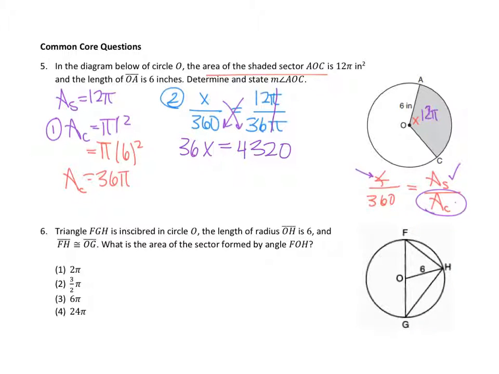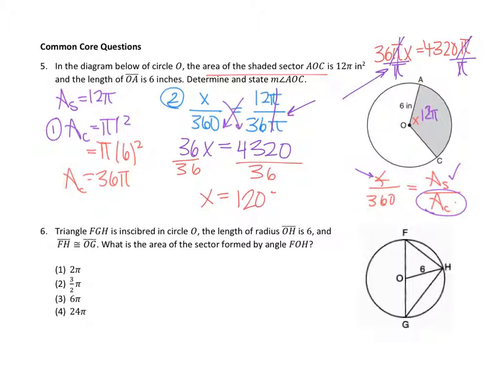Now, if you had forgotten that pi's cancel, you would have 36 pi x equals 4320 pi. If you see anything on both sides of the equal sign, they cancel. They're gone. Because you would technically be dividing by pi on both sides, dividing by itself again cancels. So whether you do it here in the first step or here after you cross multiply, it doesn't matter. You'll get the same answer either way. So now we're dividing by 36, and we are left with x equals 120. And this is representing an angle, so I've got a little degree symbol there. The measure of angle AOC equals 120.